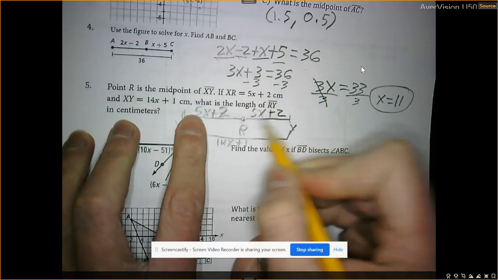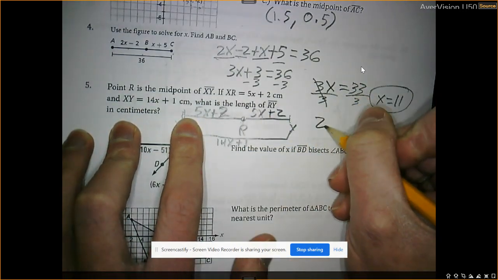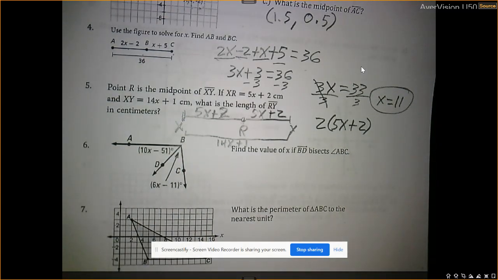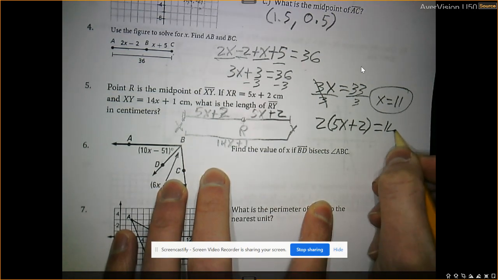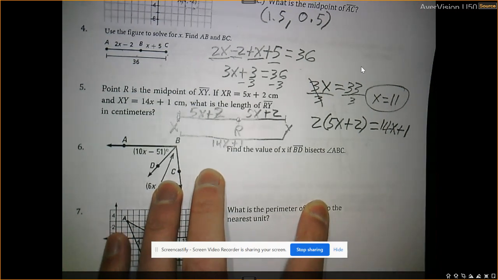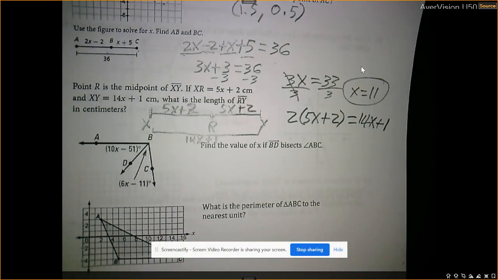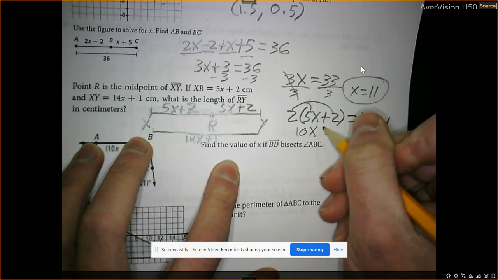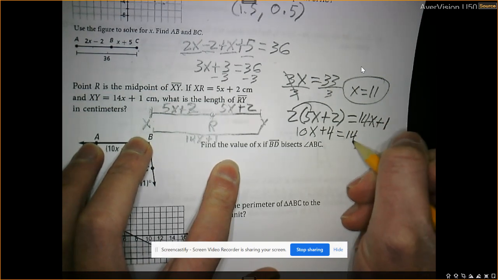And then from there we're saying, 2 of 5x plus 2, or in other words, 5x plus 2 plus 5x plus 2, equals 14x plus 1. So just another way of doing it. You could say 2 times 5x plus 2 equals 14x plus 1, or you could say 5x plus 2 plus 5x plus 2 equals 14x plus 1. If we do it this way, we need to remember to distribute. That means we have 10x plus 4 equals 14x plus 1.